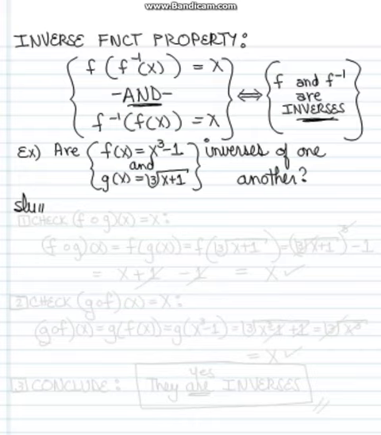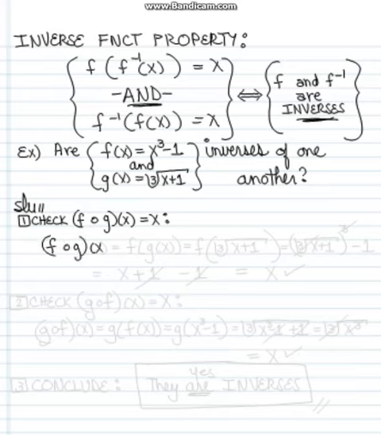So the question is, are the functions f of x equals x cubed minus 1 and g of x equals the cube root of x plus 1, are these inverse functions of one another? To check, step 1, we'll check that f composite g of x is simply equal to x. We're trying to show that the composition is just equal to x.